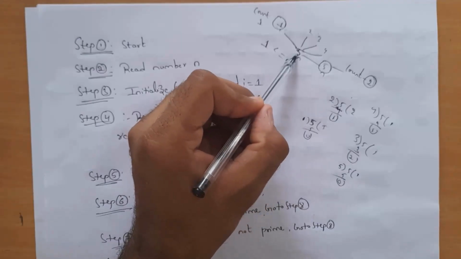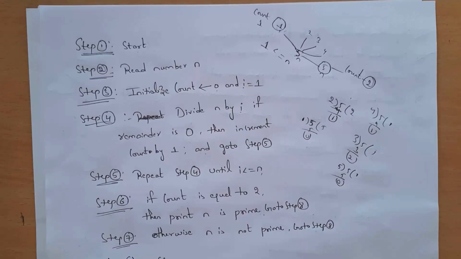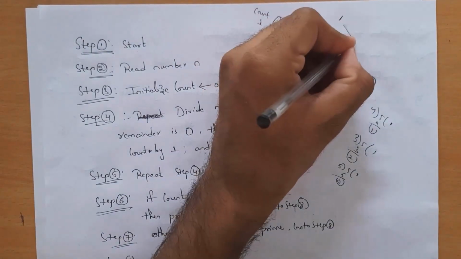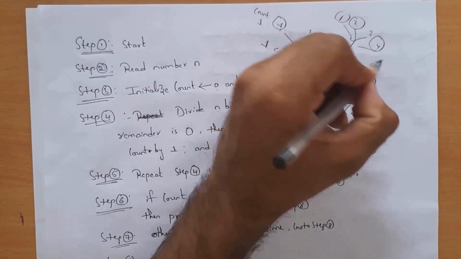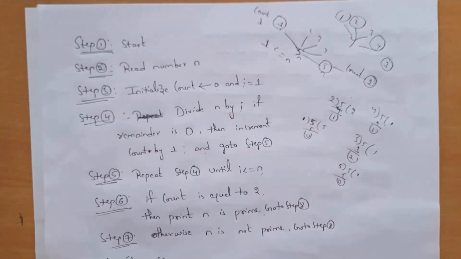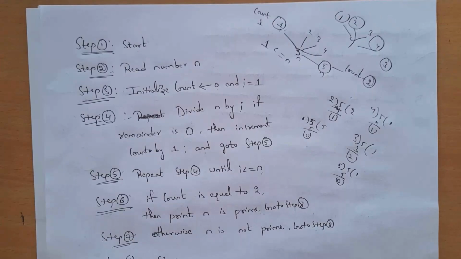Here count is 2, so we need to print n is a prime number. For example, if you give the value as 4, then 4 is divisible by 1, 2 and 4, so now count will be 3. Whenever count is 3, then print n is not a prime number. And the last step is stop. This is an algorithm to check whether a number is prime or not.